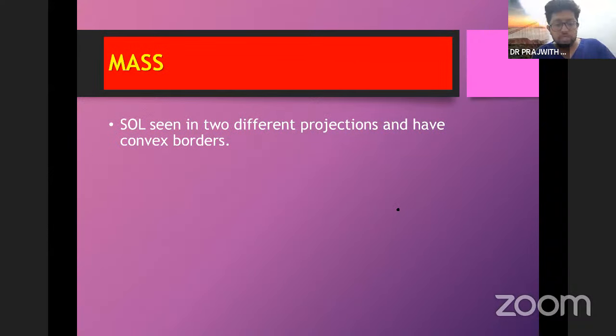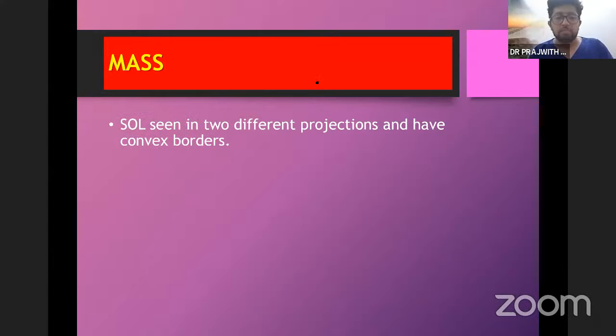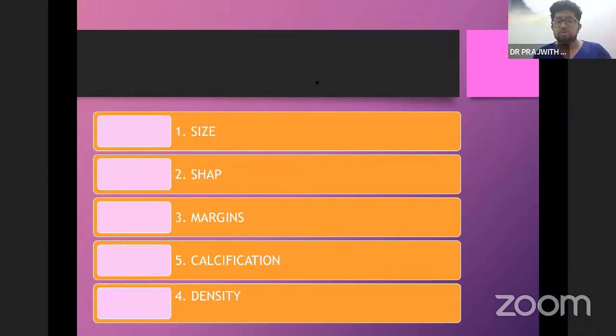The first thing I told you is that whenever there is a lesion which has a convex outer border and is seen in 2 orthogonal planes, that is in the craniocaudal view as well as in the oblique view, that is when we call it a mass. It should be seen in 2 different projections and should have convex borders. If it doesn't, I will tell you later what we call it. Now let's concentrate on the mass.